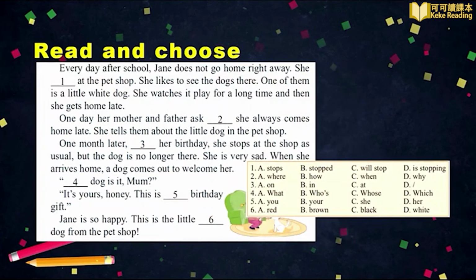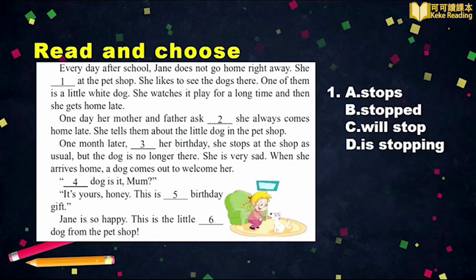Now let's read a story. In the story, there are some missing words. Let's read through it and choose the correct answer. Every day after school. 故事开头就揭示了文章的时态。每天放学后是一般现在时。还记得一般现在时态我们需要注意什么吗？对了，需要注意动词的第三人称单数的变化。Every day after school, Jane does not go home right away.